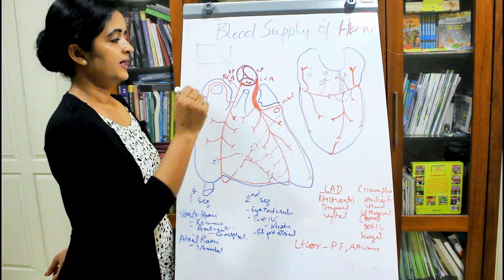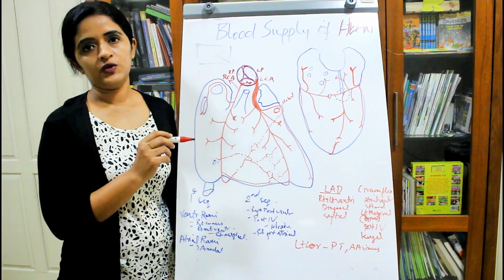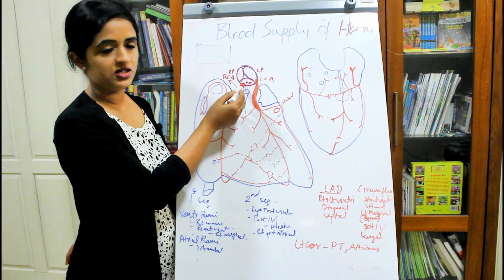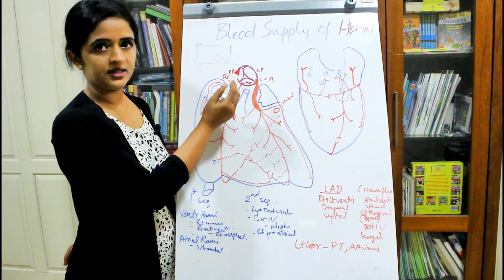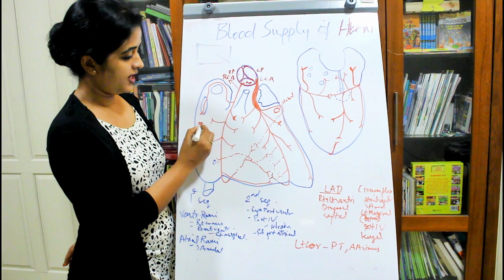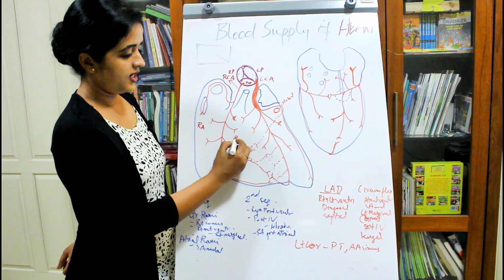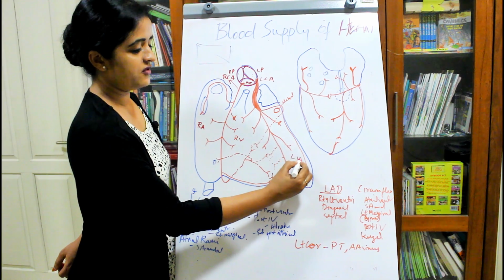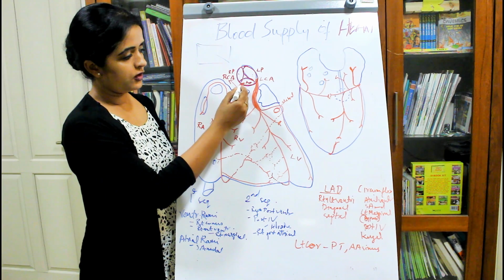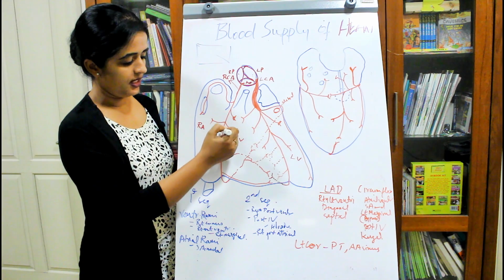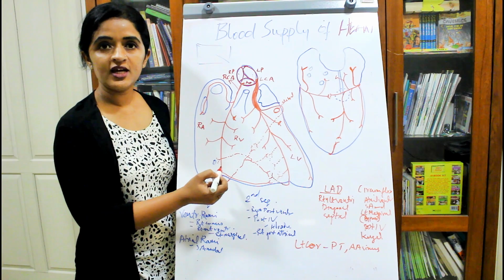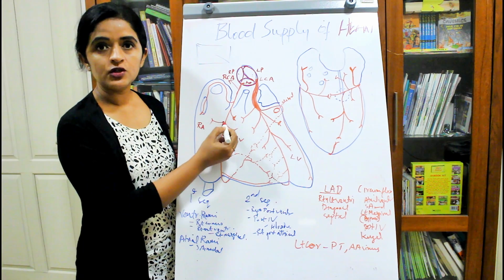Okay, now let's start with the right coronary artery. As we have already mentioned, it starts from the anterior aortic sinus, or the right coronary sinus clinically. This is the right atrium, this is the right ventricle, this is the left ventricle. This is the anterior view. The right coronary artery is descending between the atrium and ventricle anteriorly. So what do you call this groove between the atrium and ventricle? This is the atrioventricular groove.